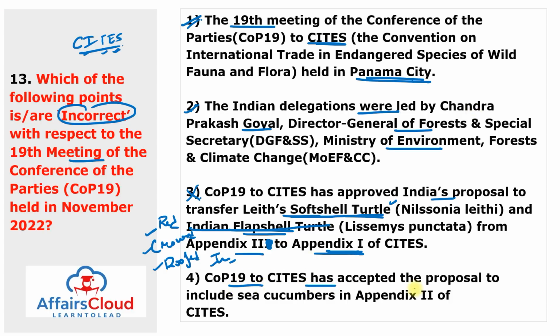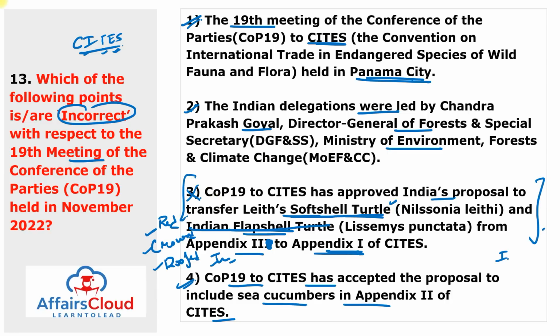COP19 to CITES has accepted the proposal to include sea cucumbers in Appendix 2 of the CITES. This statement is also true. Even the Food and Agriculture Organization of the United Nations, the World Health Organization and International Consortium on Combating Wildlife Crime partner to curb zoonotic diseases. So all the statements are correct except 3. So answer of this question is 3.